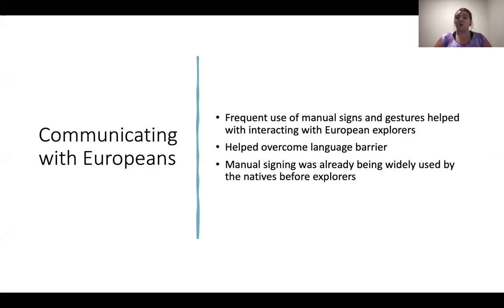So when they first came in contact with the Europeans, there was a frequent use of manual signs and gestures, such as sign language, that helped interact with the European explorers. This then helped proceed to overcome the language barrier, and manual signing was already being widely used by the natives before the explorers had even arrived.